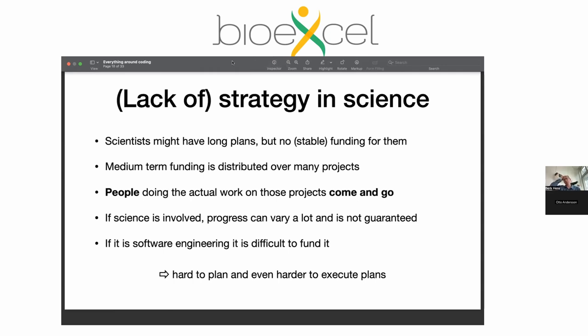So the strategy in science, or probably the lack thereof, is that scientists might have long-term plans, but they almost never have stable funding for them. How your long-term plans work out depends on what funding you get. Plans usually cannot be longer than, say, three or four years, which is the length of a funding project. Then the medium-term funding tends to be distributed over many projects, so you can't focus everything on one or maybe even two long-term goals. That's a problem in setting long-term goals. Of course you can still have long-term goals and try to align your projects with them, which we try to do to a certain extent. But often you can't control the strategy of the funding agency, which might change direction or only want to fund certain things.